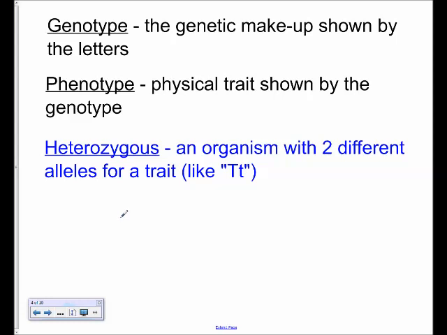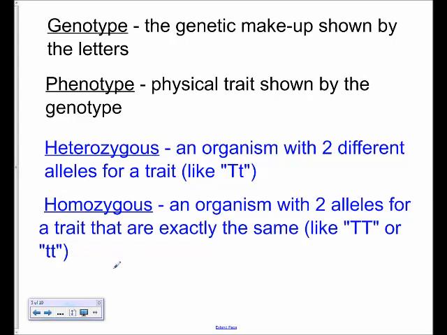Heterozygous is an organism with two different alleles for a trait, which means, in simple layman's terms, one letter is capital, one letter is lowercase. You could also write it like this, but that's the same thing. It's standard convention, standard practice, to write the capital letter first. But heterozygous means one's capital, one's lowercase, and these represent two different forms of a particular gene.